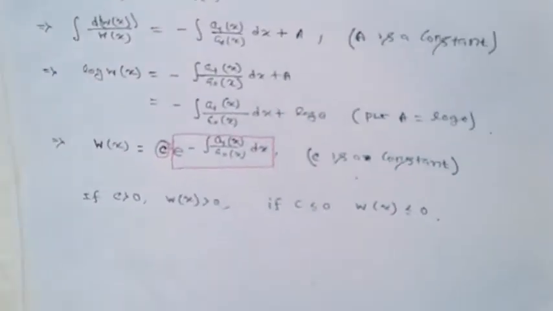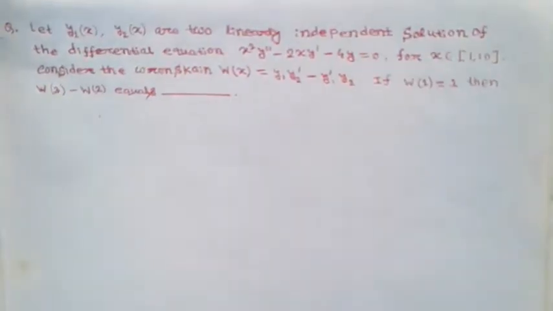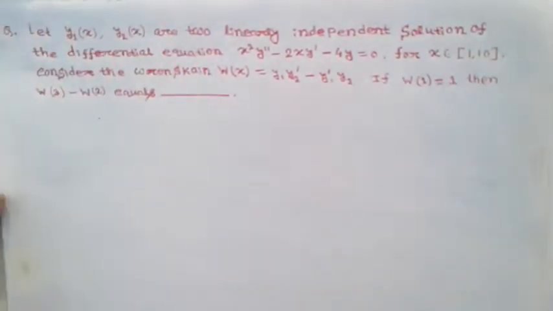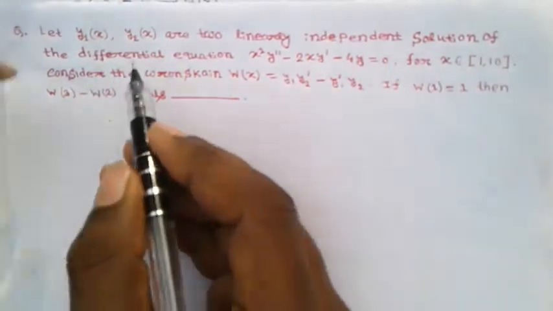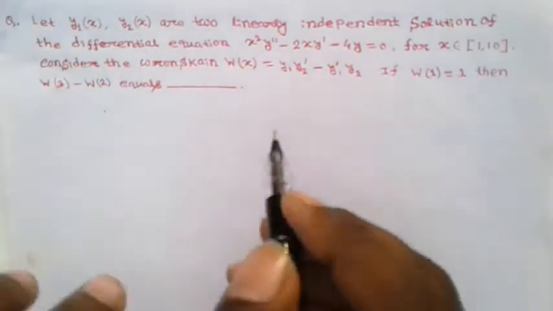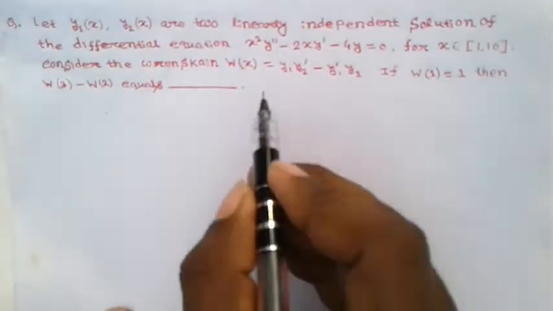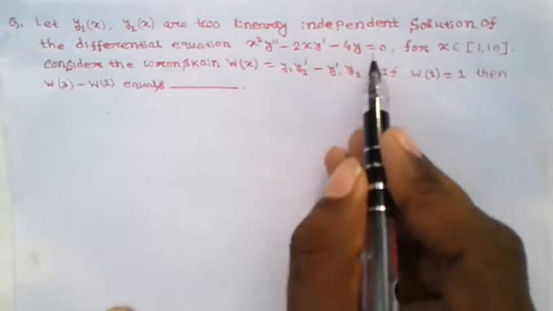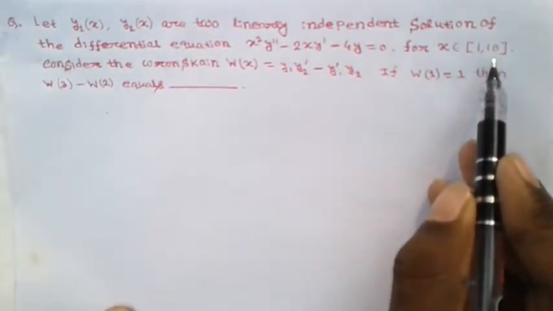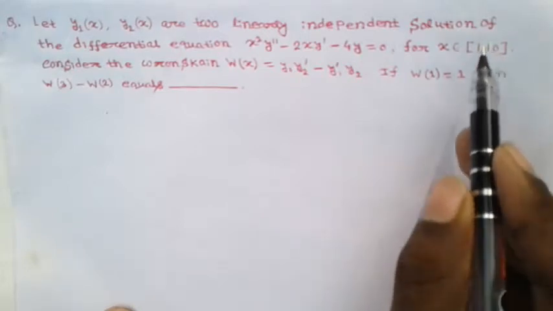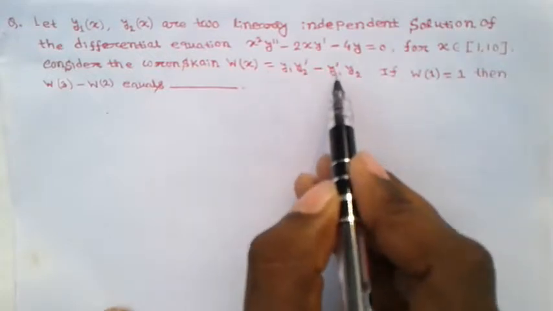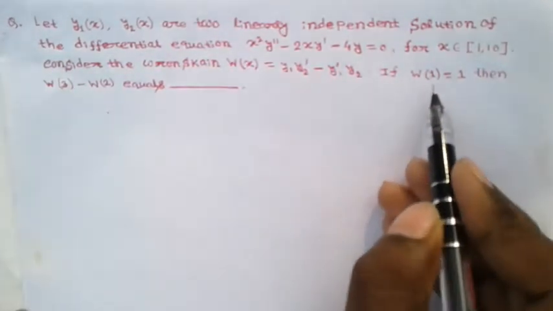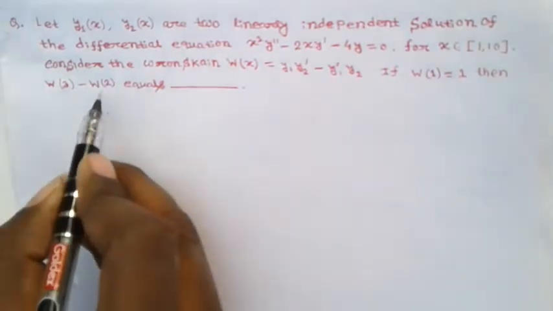Now here I write a problem. Let y1 and y2 be two linearly independent solutions of the differential equation x² y'' − 2x y' − 4y = 0 for x belonging to the closed interval [1, 10]. Consider the Wronskian W(x) = y1 y2' − y1' y2. If W(1) = 1, then find W(3) − W(2).